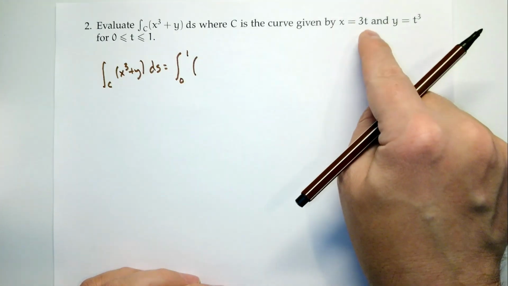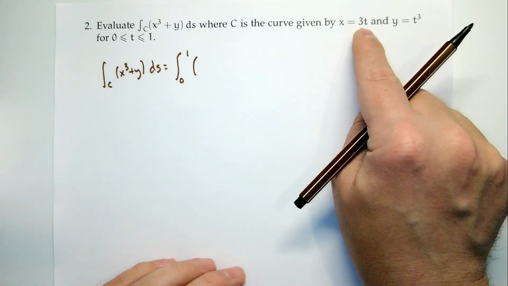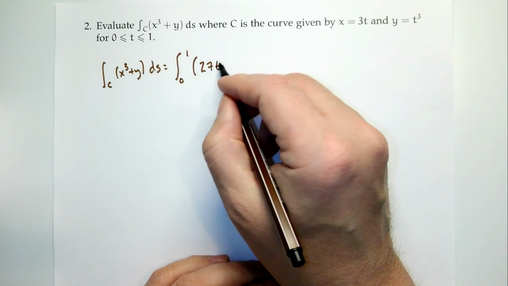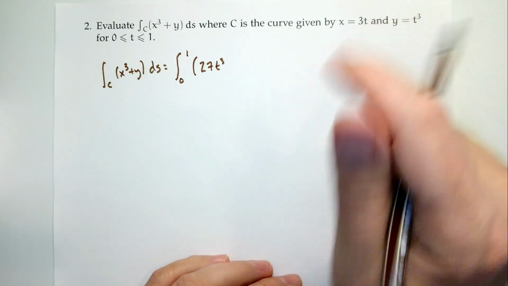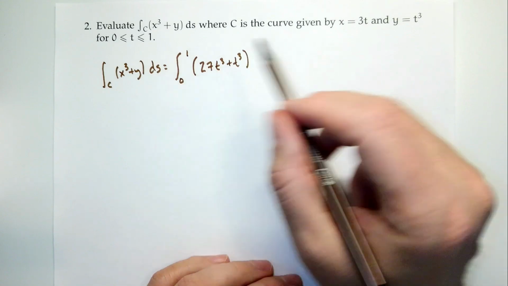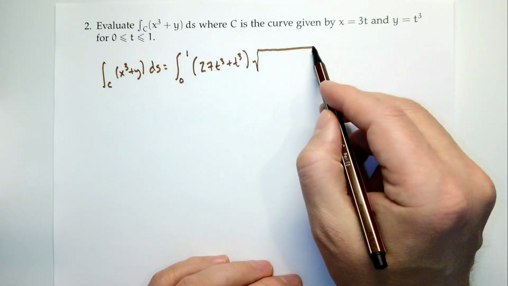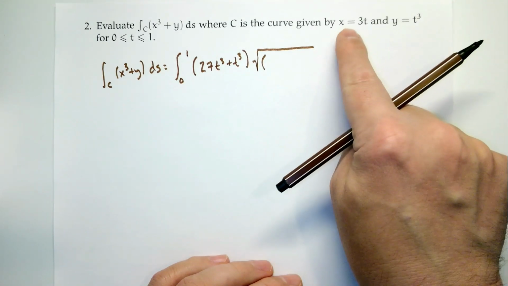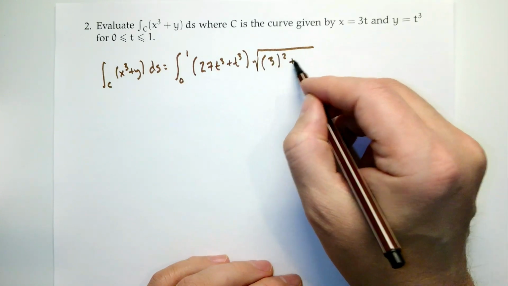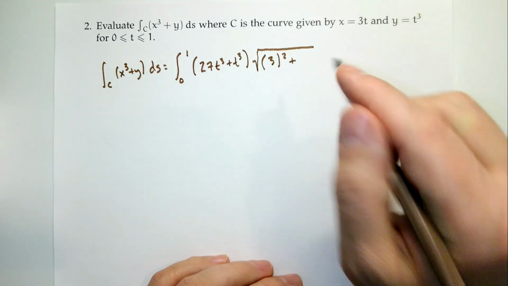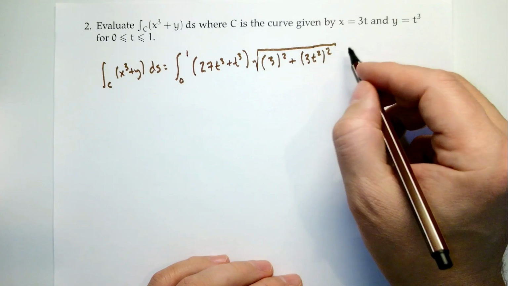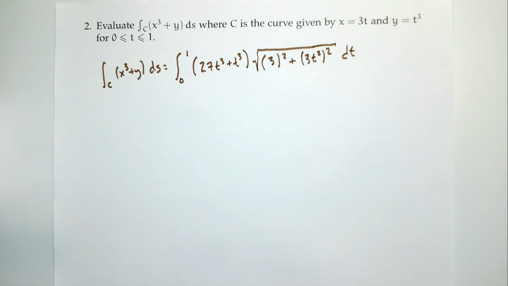X cubed, so we're going to cube that. That'll be 3t quantity cubed. So that's 27t cubed plus y, plus t cubed. Now we're not done yet. Now we have the ds. That's going to be the square root of, we take x prime, so that'll be 3 squared, plus, take y prime, which is 3t squared, squared. And then we're going to do that dt.